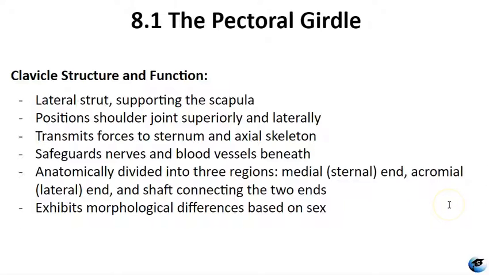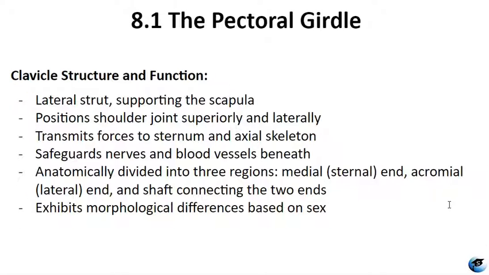The clavicle, also known again as the collarbone, has several important jobs in keeping your shoulder stable and working properly. It acts like a support beam, helping to hold the shoulder blade in place and positioning the shoulder joint correctly. Think of it as a strut that supports your shoulder from the side and helps distribute the weight and stress from your arm across your upper body. It also protects the nerves and blood vessels running underneath it.